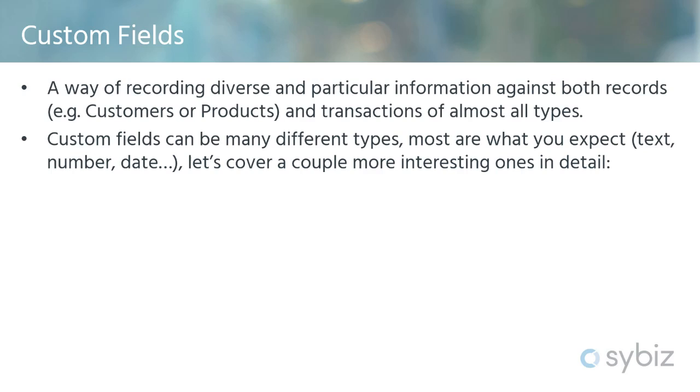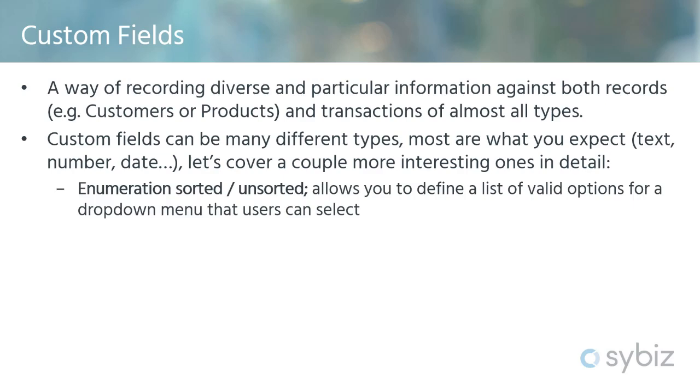There's a lot of different types of custom fields that you can have. A lot of very basic ones, text, numbers. I would cover just a couple of quick, interesting ones that are a bit funkier, as it were. So there's the enumeration, sorted and unsorted. You'll never guess what the difference is. One of them's sorted, one of them's unsorted. Essentially, it allows you to define a list of valid options for a drop-down menu.